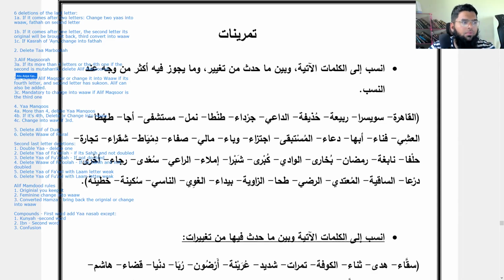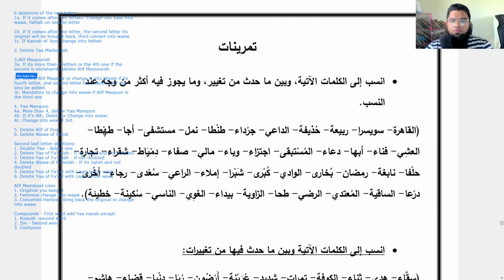Tahta. Another city in Egypt. It's the fourth letter, so like Tanta, you can say Tahti as well as Tahtawi. Oh, Aja is also a town. Oh, okay. These are all town names.